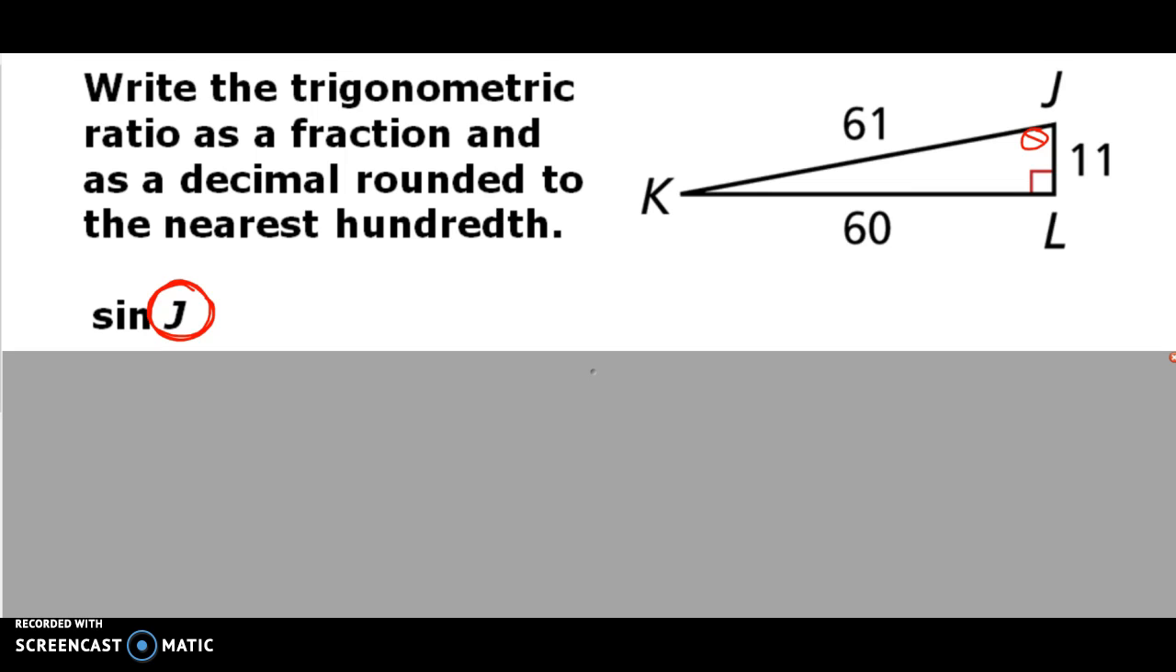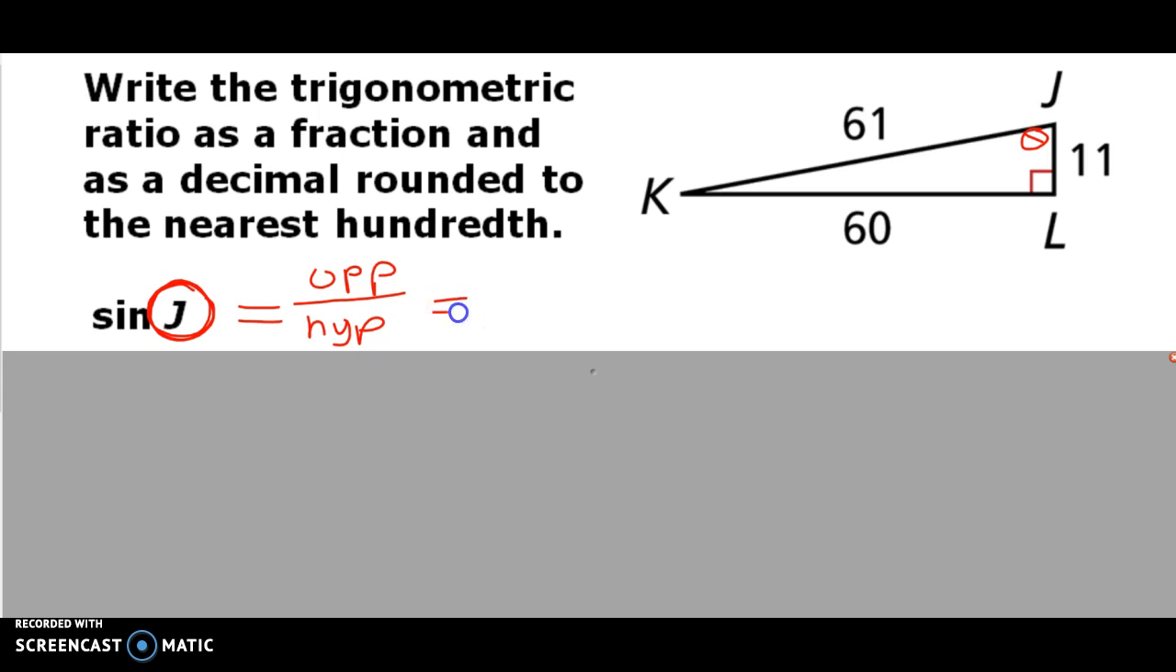Now, from J, look at the left side of your paper. What two sides does the sine ratio use? What do we call those sides? Opposite over hypotenuse. Remember, SOH. S-O-H is how we'll remember that. Sine is opposite over hypotenuse.